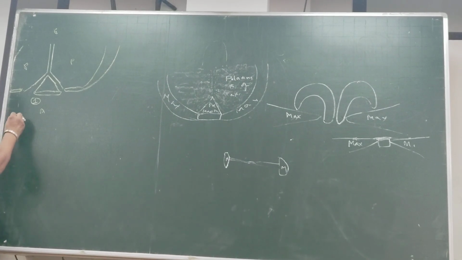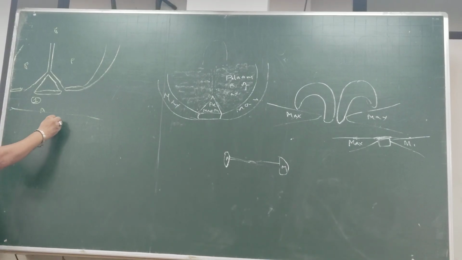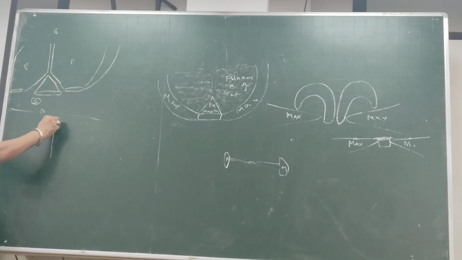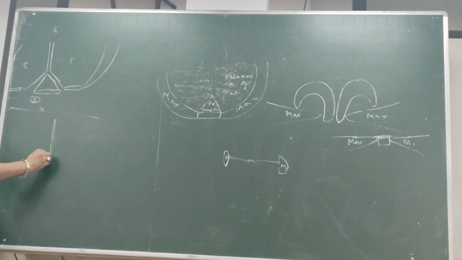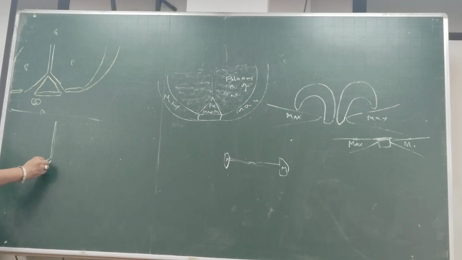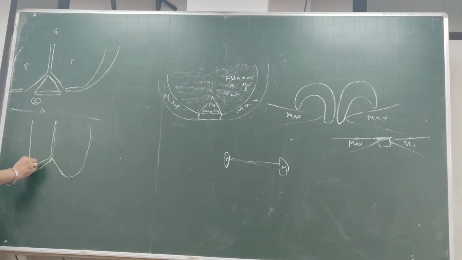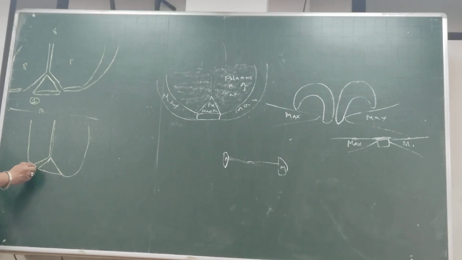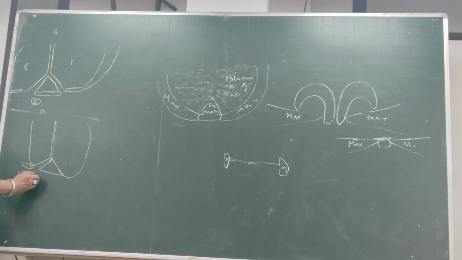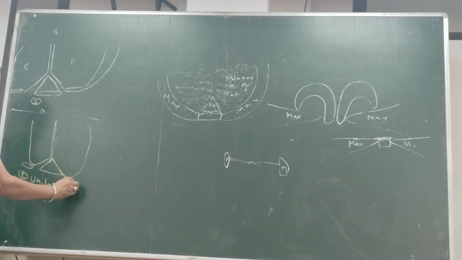Possibility 2. The second possibility is that they have fused, but on one side the fusion has not taken place. What has happened is that possibility 2 is unilateral cleft palate.